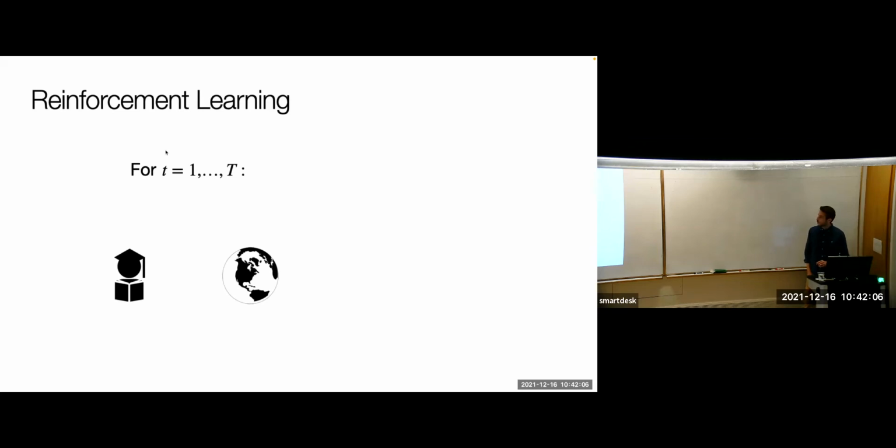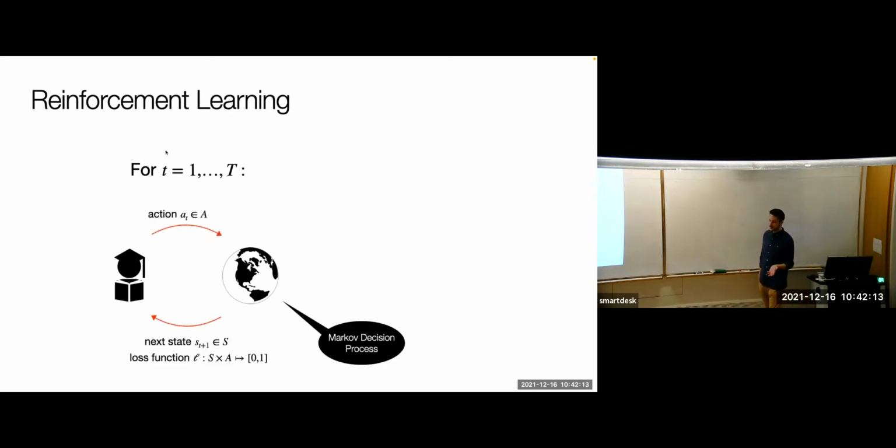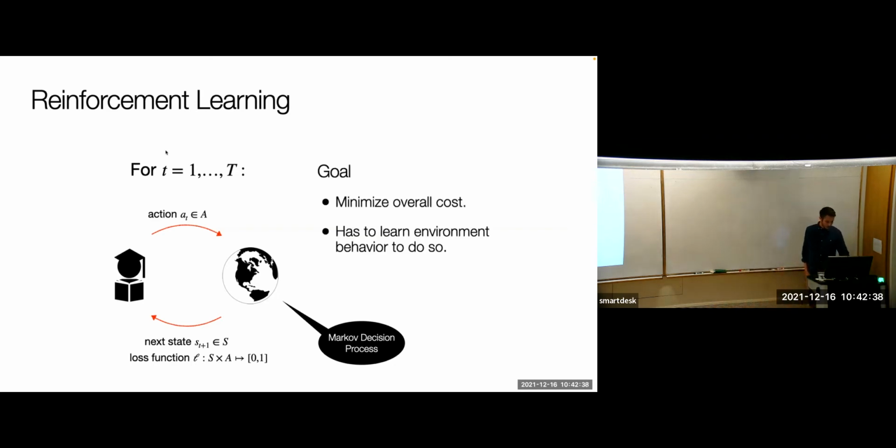Okay. So in reinforcement learning, you can think about it as this setup. I have a learner and some environment. Usually people assume that this is a Markov decision process. And the idea is I observe the state of the system, then I take an action, and then the system transitions to the next state, and I suffer a loss function that's a function of the current state and the action that I chose. My goal is to minimize some measure of the overall cost, and there are a bunch of different measures that you can think of. And the idea is that I have to learn how the environment behaves in order to do so.